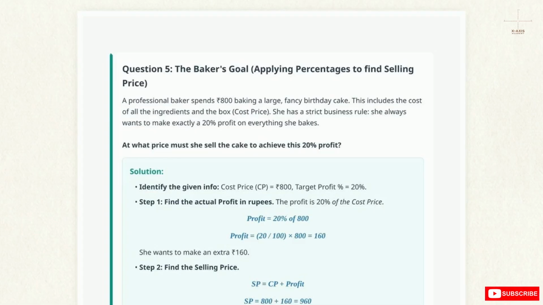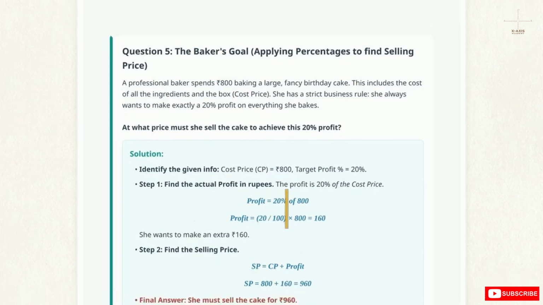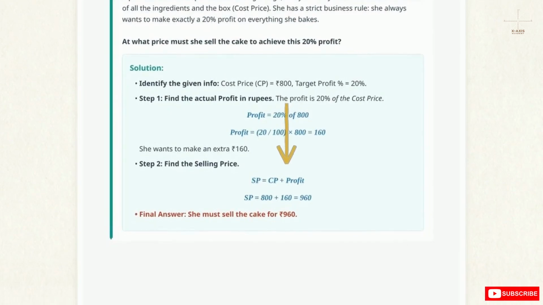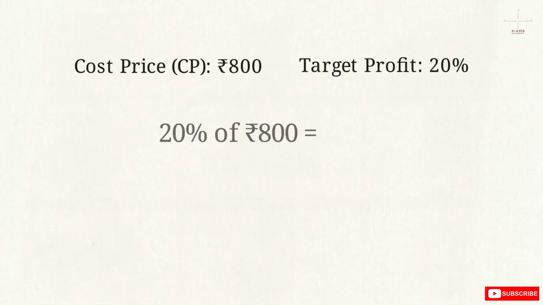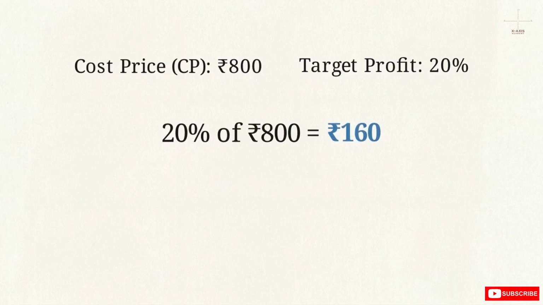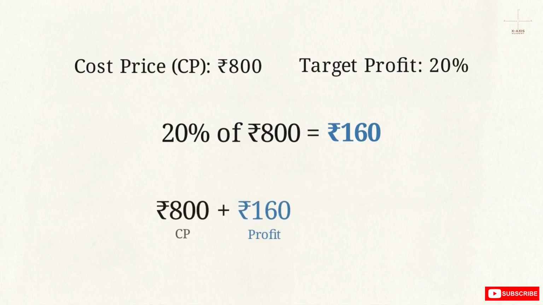Now, let's look at question 5. Here, we know the cost price of 800 rupees and the target profit of 20%, but we have to work backward to find the final selling price. 20% of the 800 rupee cost price is 160 rupees, but that is just the profit. To find the selling price, add that profit back to the original expenses. 800 plus 160 equals 960 rupees.